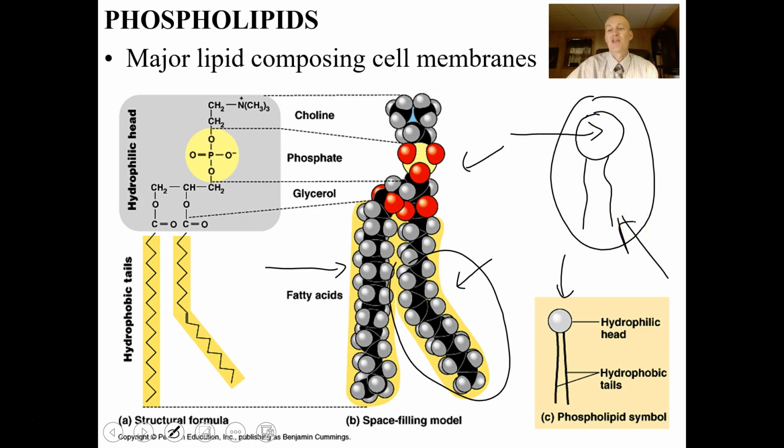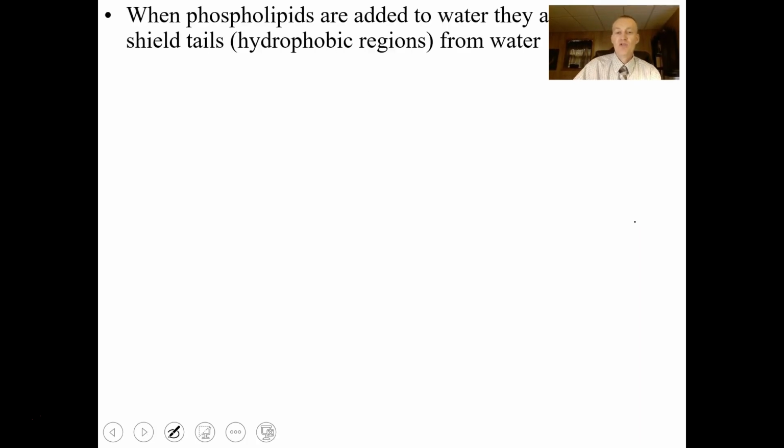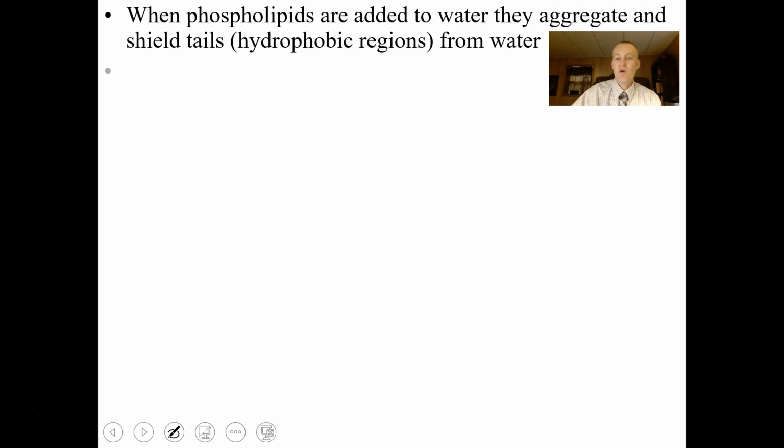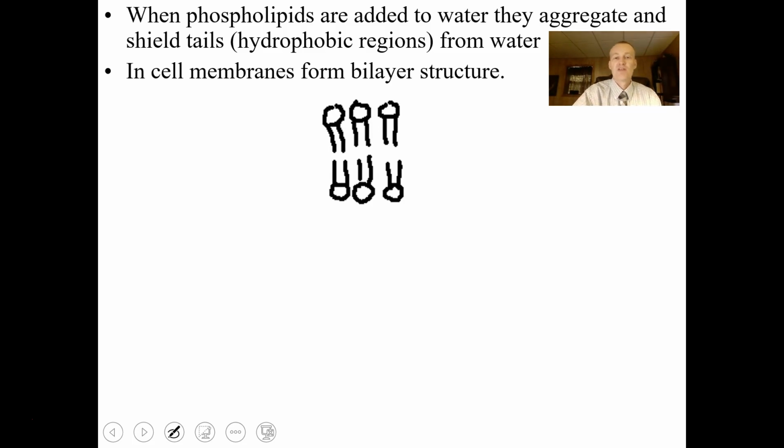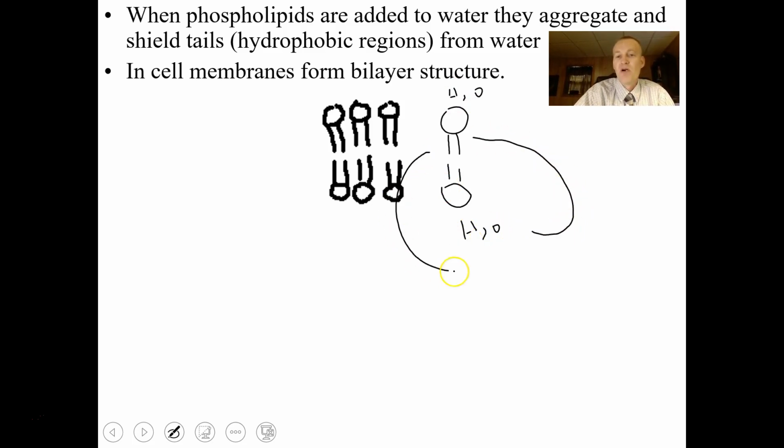So you should be able to draw this structure knowing it has a hydrophilic or water-loving component and a hydrophobic component. Now, when you put these phospholipids into water, they actually aggregate in such a way that the hydrophobic tails shield themselves from water, and the hydrophilic heads will actually affiliate with water. And this forms a cell membrane. Okay, so we have a hydrophilic head, hydrophobic tails, hydrophilic head. So this would be water out here. This would be water inside the cell. So it forms a membrane around the cell.